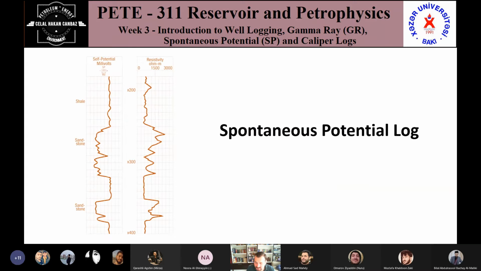Now let's talk a little bit about the spontaneous potential log. Very good. So now I will explain how the spontaneous potential is created in the formation and borehole, and how the spontaneous potential log is measured.